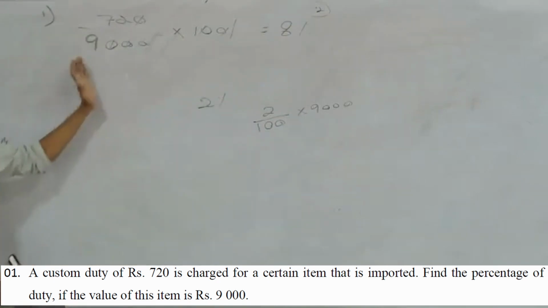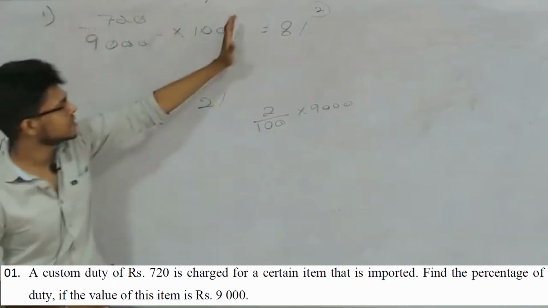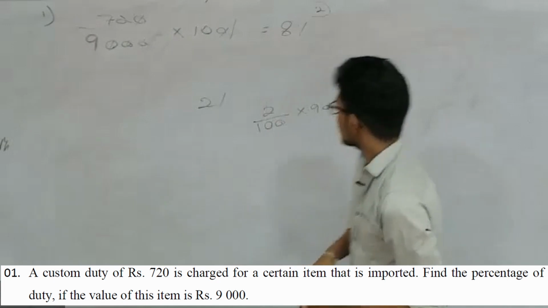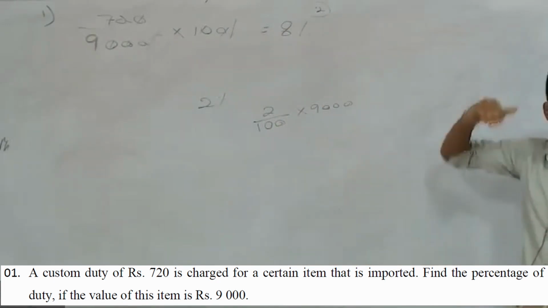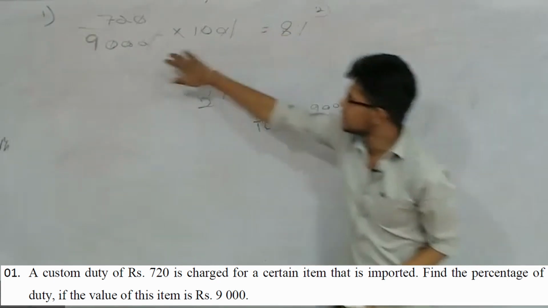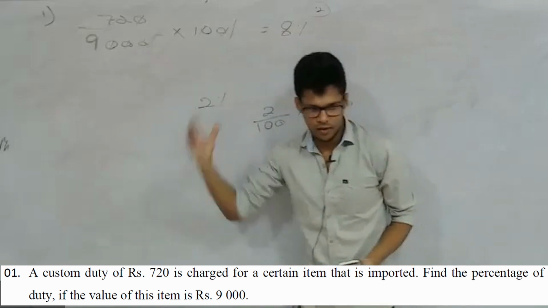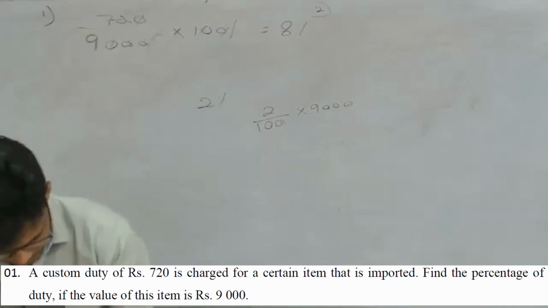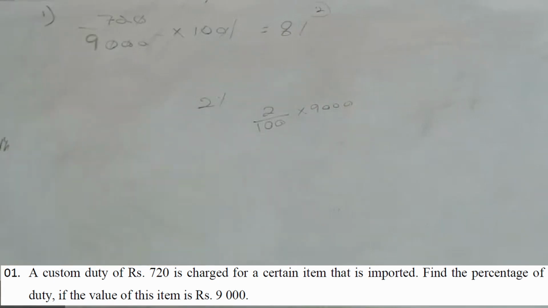So always make it a habit to write the method, because if you just write the answer and you get it wrong, you will get 0 marks. But even if your answer is incorrect and you write the method correctly, you will get 1 mark. So always keep in mind to write the method. All right. Second question.